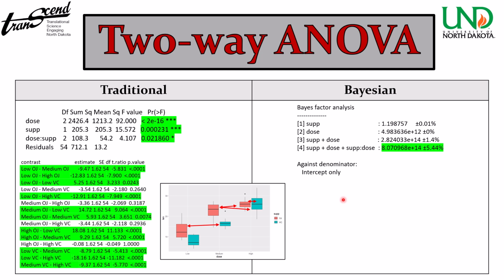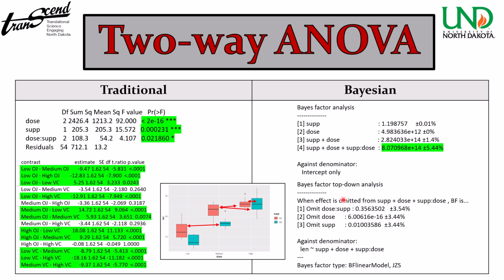So it had extreme evidence for the alternative, that at least there were some differences. And this was just the full thing. If you wanted to, you can do things like top-down analysis, where you omit different variables to see how that changes. And if you try to omit anything, these are all less than 1.